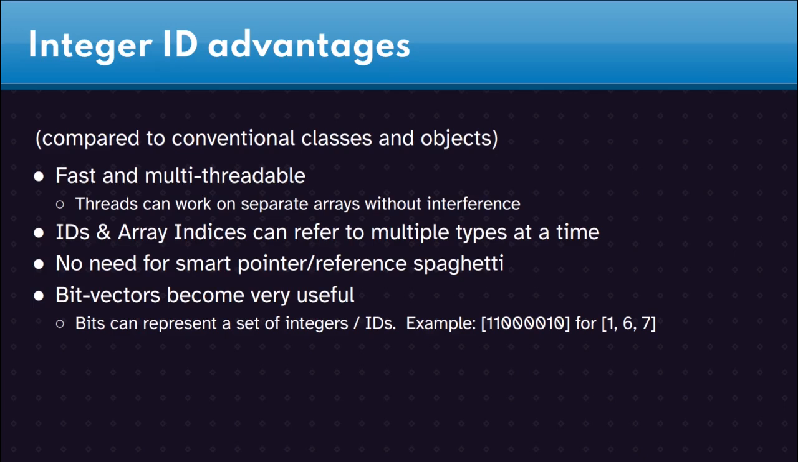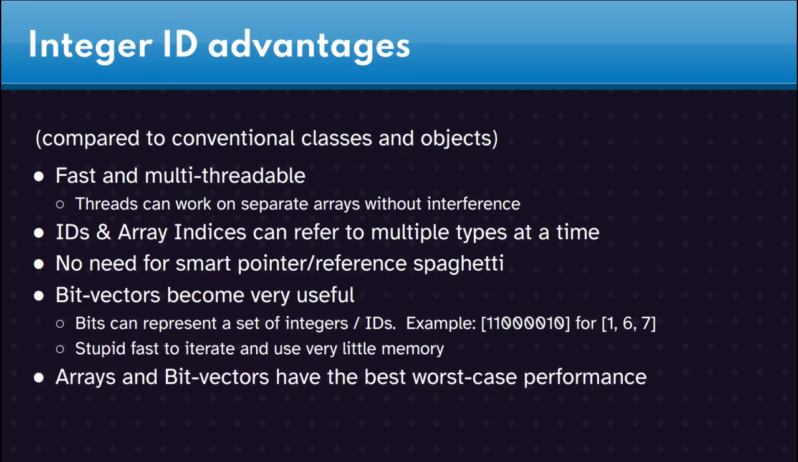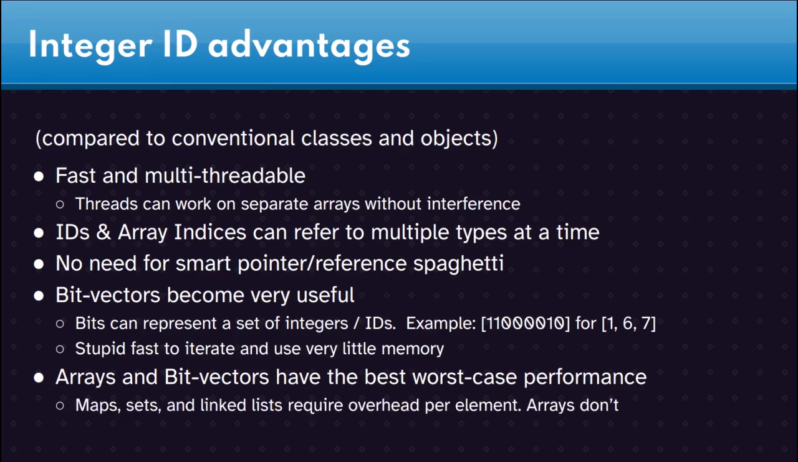So it's just really efficient. And yeah, the stupid fast iterate, and arrays and bit vectors have the best worst case performance. And the worst case is when you have thousands of stuff on screen.